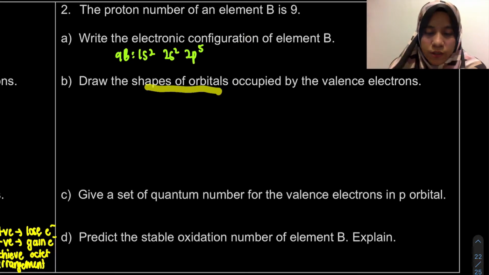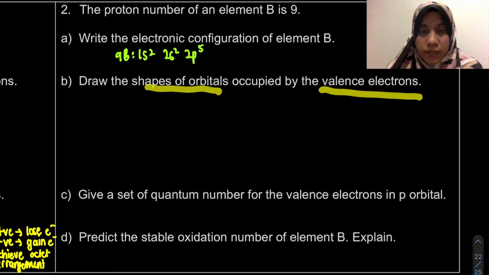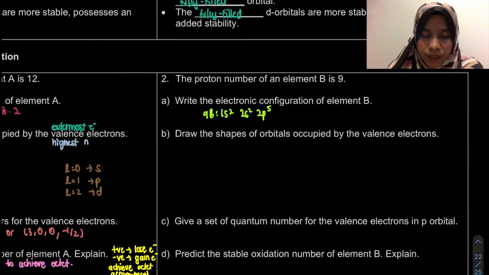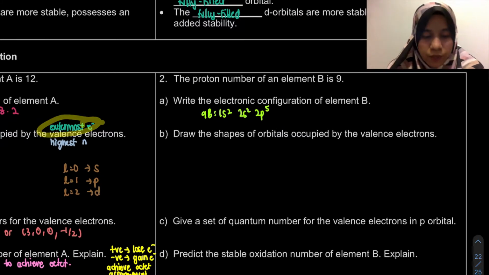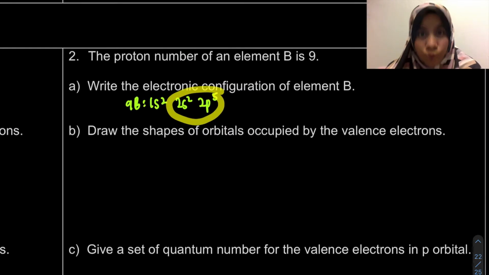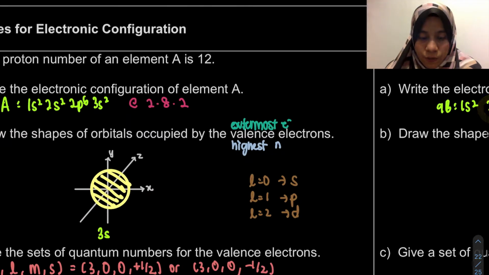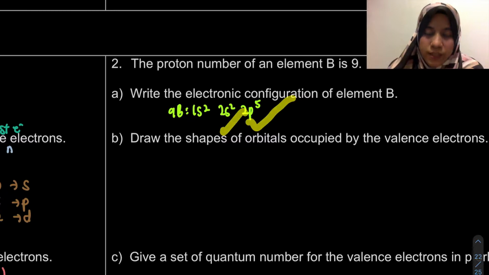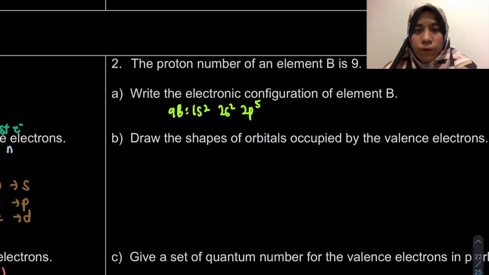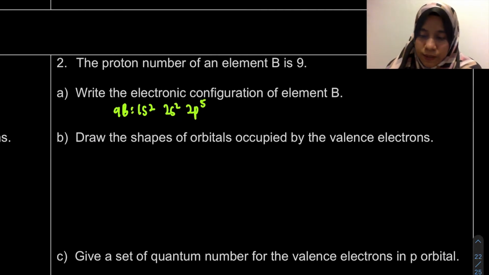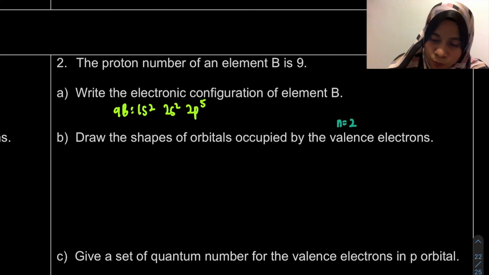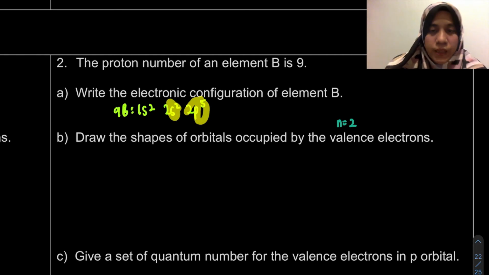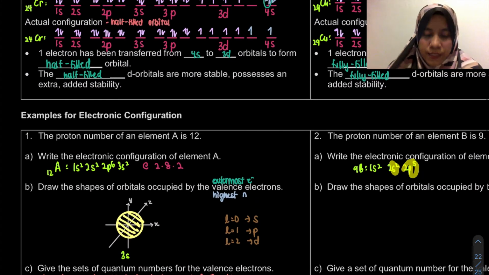Next is actually draw the shape of orbital occupied by the valence electron. Again, valence ni, it means that it is the outermost electron, which is the highest n. So highest n kita dalam case ni is n equal to 2. Tapi tadi kita tengok when n is equal to 2 is only 2s orbital. But this case around, we have s dengan p. Okay. So what I'm going to do is actually we're not only going to draw the s orbital. So highest n kita, again, when n equal to 2, we have our s and p orbital. So we have to draw s dengan p lah.